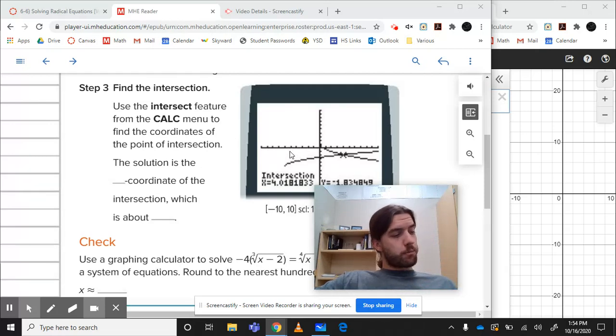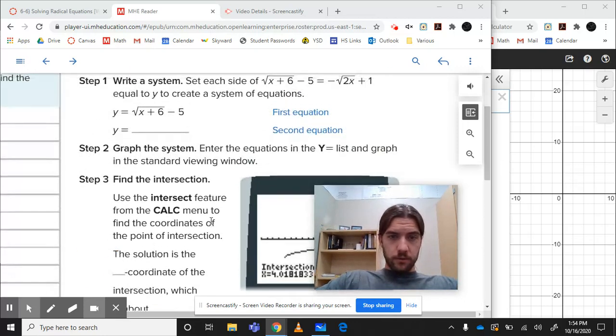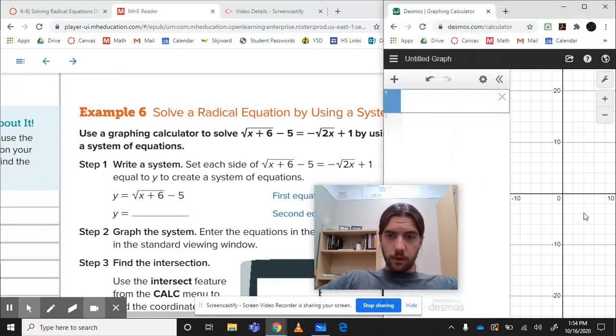Now, in this day and age, you're probably more likely to just have a cell phone with access to the internet and with access to Desmos. I'm going to continue using Desmos. I think that it's a little bit simpler to look at Desmos and know how to work with it.